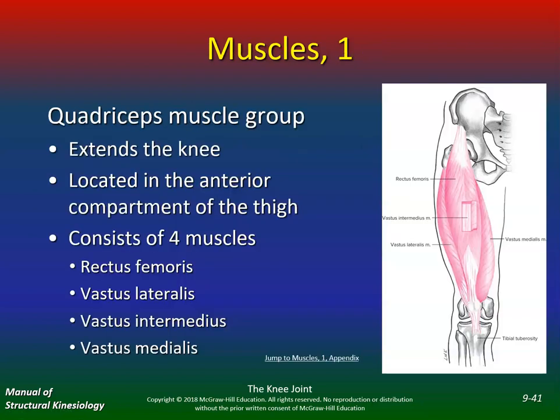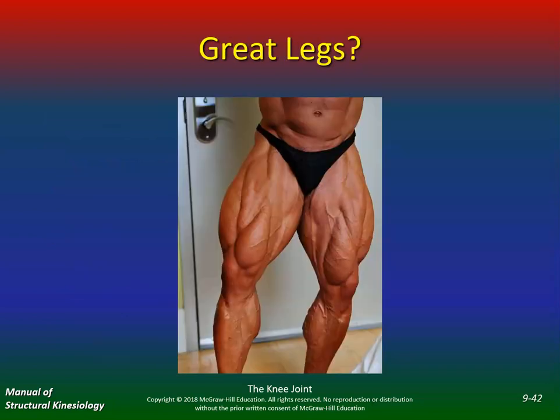Now for the muscles. Well, you know about the quads. They extend the knee, located in the anterior compartment of the thigh. Consists of 4 muscles. You got the rectus femoris, vastus lateralis, vastus intermedius, vastus medialis.